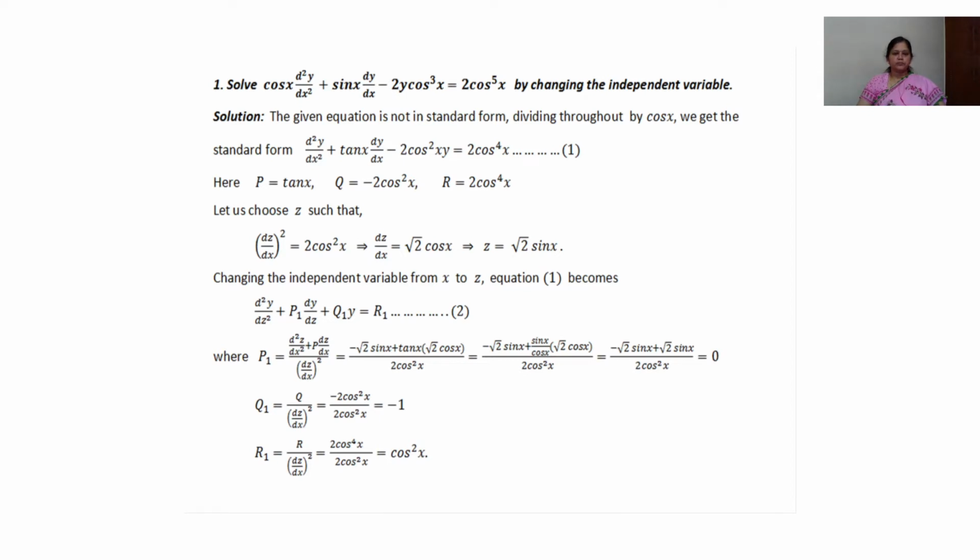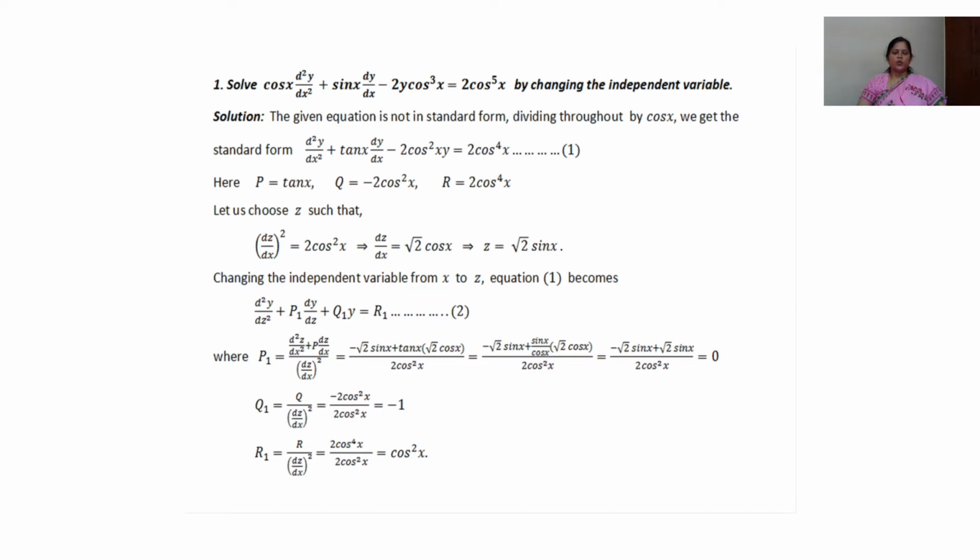Now we are going to choose the z value. Let us choose z such that (dz/dx)² is equal to 2 cos²x. So we are taking the q value here. q is equal to minus 2 cos²x, but we are taking only the value 2 cos²x. Then from that we take the square root on both sides. We will get dz/dx is equal to root 2 into cos x.